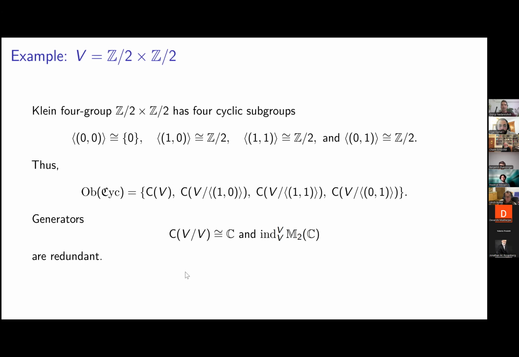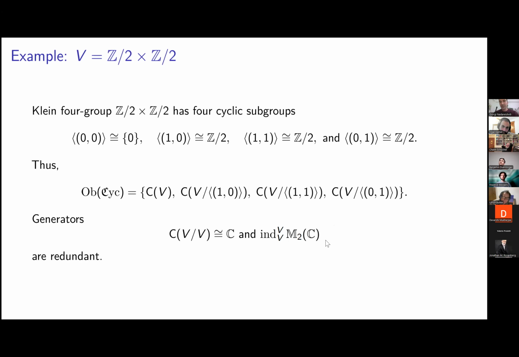You do not have to consider V mod V, which is the complex numbers, and there's an extra generator here. This int VV means nothing. So there's an action on 2 by 2 matrices. There's a non-trivial action of V on 2 by 2 matrices that comes from a projective representation of Klein 4 group.